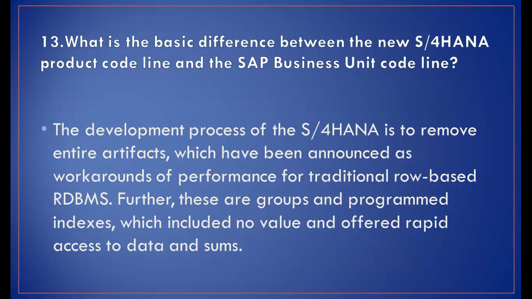What is the basic difference between the new S/4HANA product code line and the SAP Business Suite code line? The development process of SAP S/4HANA is to remove entire artifacts which were introduced as workarounds for the performance of traditional row-based RDBMS. Further, these are the aggregates and programmed indexes which included no value and offered rapid access to data and sums.